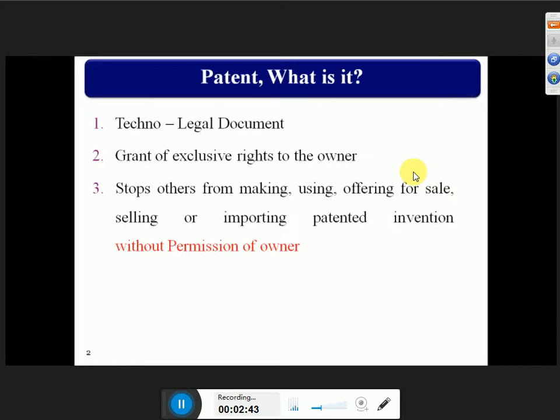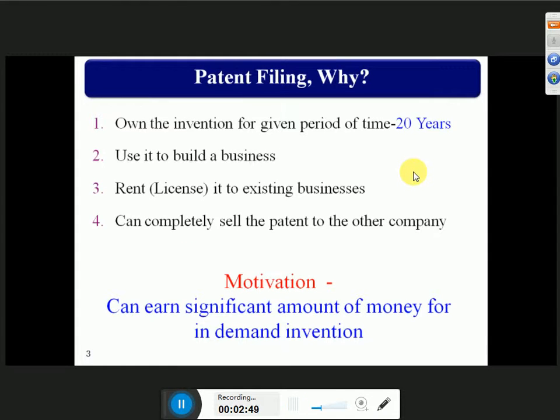So as I said, it is a techno-legal document and it is a grant of exclusive rights to the owner of the patent. So far as India is concerned, the duration of these exclusive rights for using your patent is 20 years.